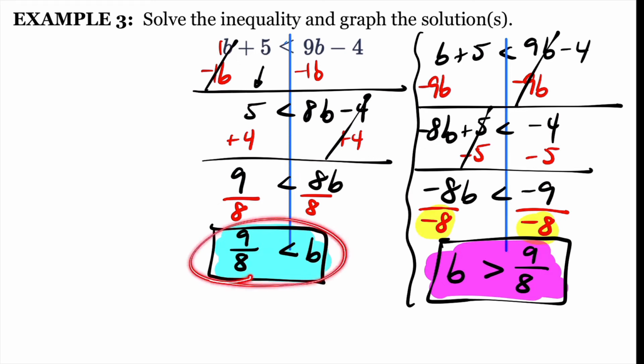So this is saying 9/8 is smaller than B. Okay, so if 9/8 is smaller than B, then where does B have to be? Bigger, right? And that's what this one says. B is bigger than 9/8. So it's saying the same thing different ways, right? If I say you have more money in your pocket than I do, and then I say I have less money in my pocket than you do, that's saying the same thing. They're just saying it differently, right?